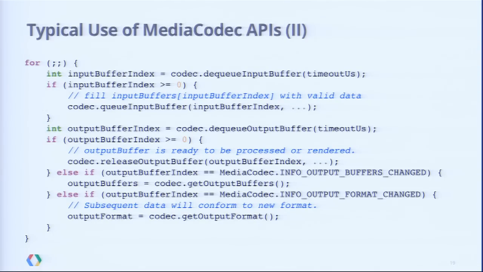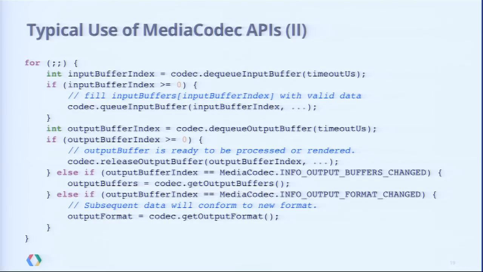So first you call codec.dequeueInputBuffer, okay? You check its return value. If the return value is non-negative, meaning greater than or equal to 0, then it is a valid buffer index, meaning there is an input buffer available for you to use. So at this point, you know which buffer is available by using the index, which you can find out along with the array of input buffers.